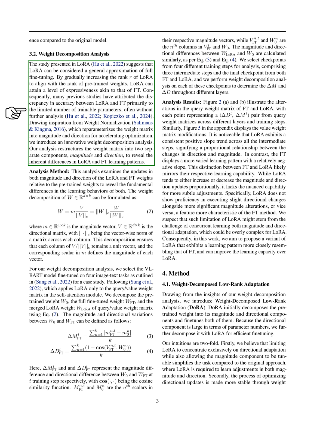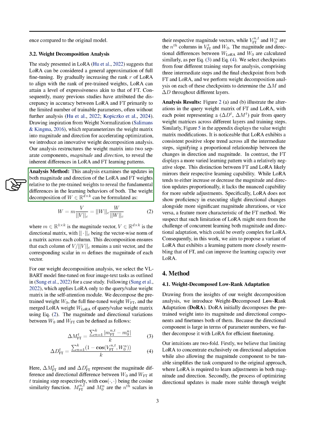Inspired by weight normalization, which breaks down the weight matrix into magnitude and direction to speed up optimization, we introduce a new method of weight decomposition analysis. Our method separates the weight matrix into two components: magnitude and direction. This helps us understand the fundamental differences in how LoRA and FT learn.